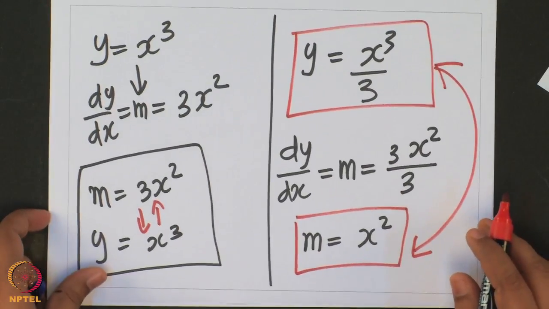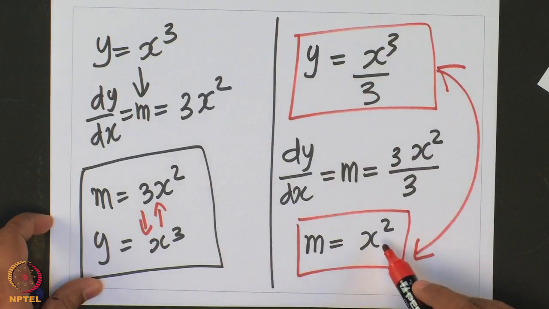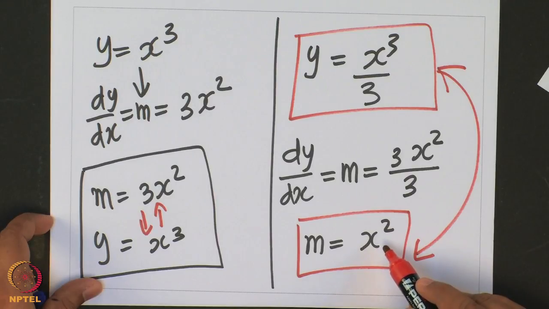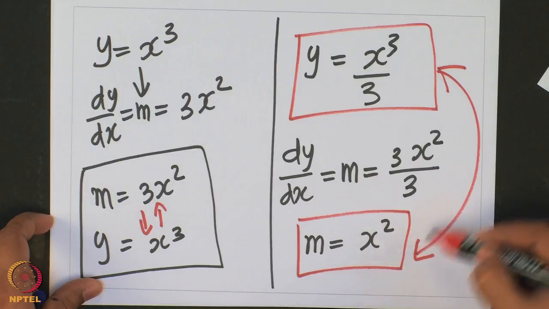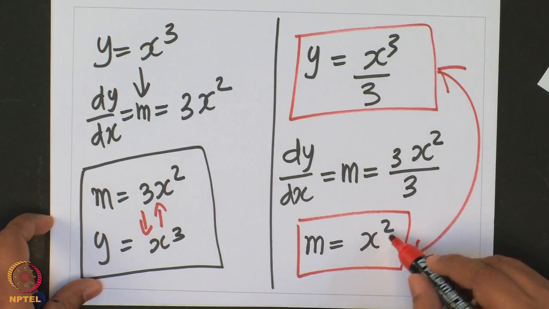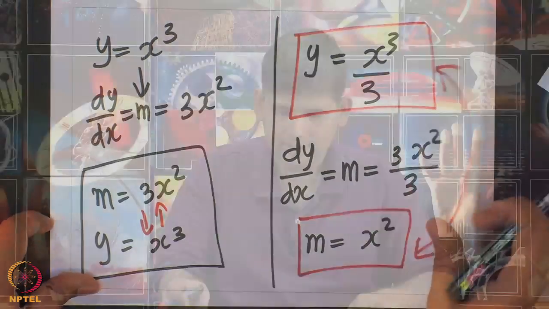That is, given the y, we can calculate dy by dx. So if y is x cube by 3, we know that dy by dx will be x square. The opposite, that is, if our slope is x square, the integral of this, the antiderivative, if you think of that way, it has to be x cube divided by 3. So if it is x square, x cube divided by 3, right? So let us write quickly some slope and the function.